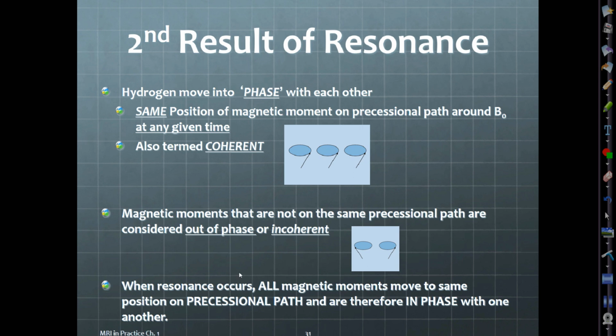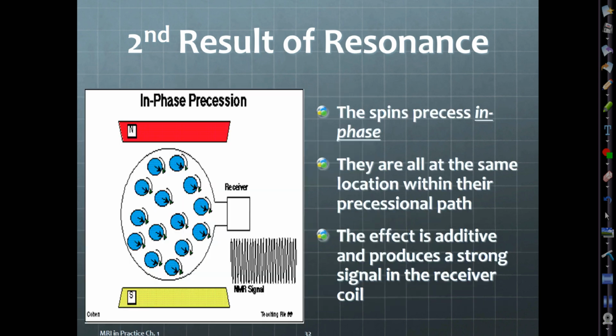And remember, when resonance occurs, all the magnetic moments move to the same position on the precessional path and are therefore in phase with one another. So when the spins are precessing in phase, they are all at the same location within their precessional path. The effect is additive and produces a strong signal in the receiving coil.